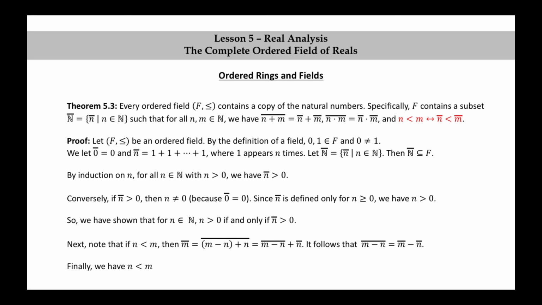Finally, we have n less than m if and only if m minus n is greater than 0, if and only if m minus n bar is greater than 0, if and only if m bar minus n bar is greater than 0, if and only if m bar is greater than n bar, if and only if n bar is less than m bar. And we're done.